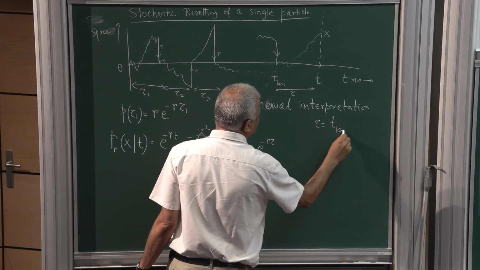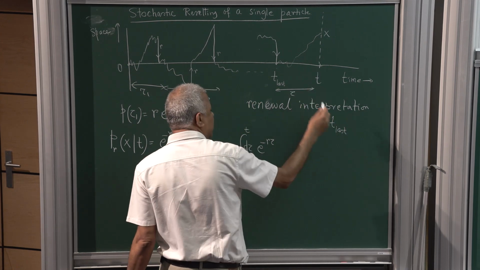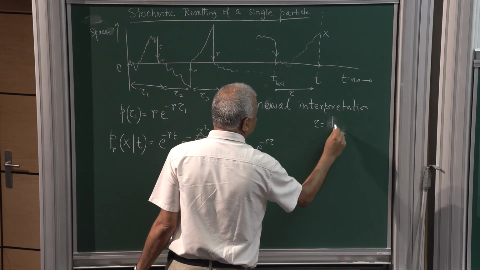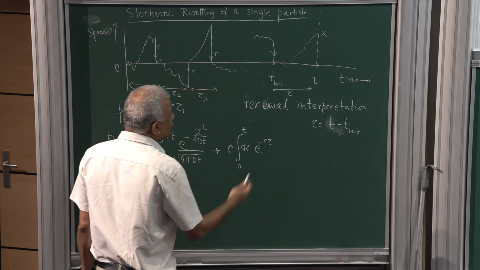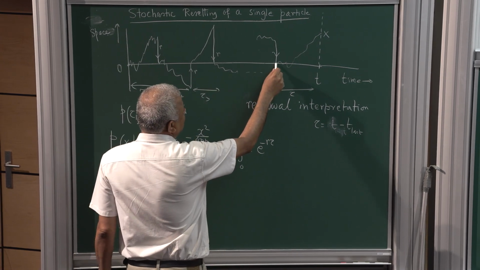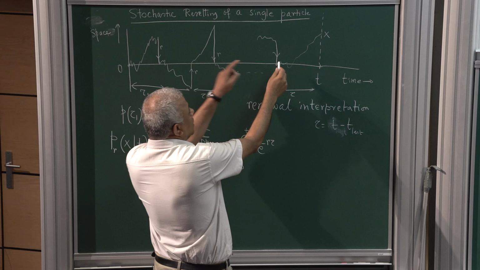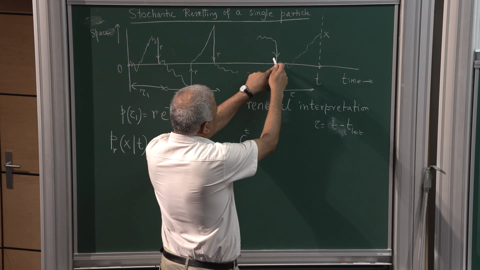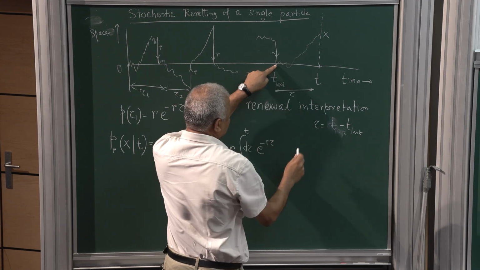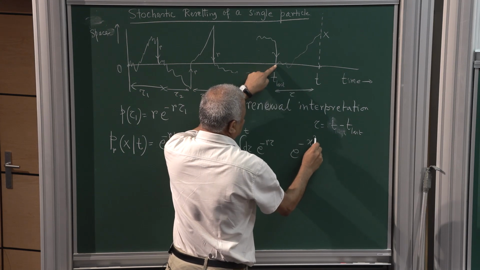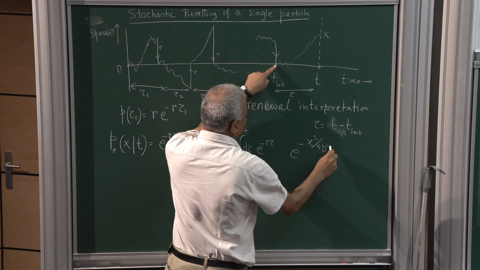So t last is the time at which the last resetting happened before t, and then we just look at the time difference. If I know that, I don't care what happened before that, because I know that at the resetting it starts at the origin, and therefore after that there is no resetting, so it's a free propagator over a time period tau.